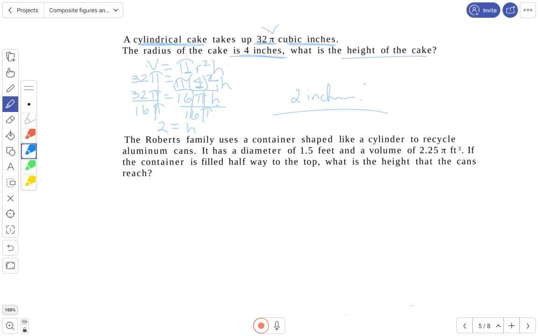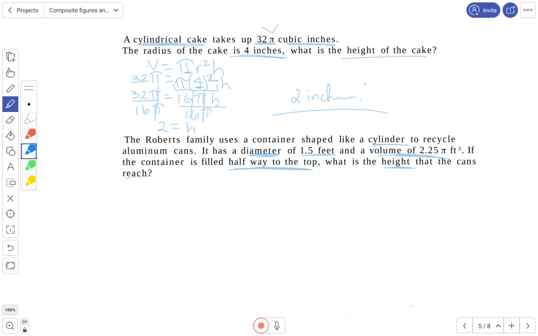Okay. Second question: the Roberts family uses a container shaped like a cylinder to recycle aluminum cans. It has a diameter of 1.5 feet and a volume of 2.25 pi feet cubed. If the container is filled halfway to the top, what is the height that the cans reach?